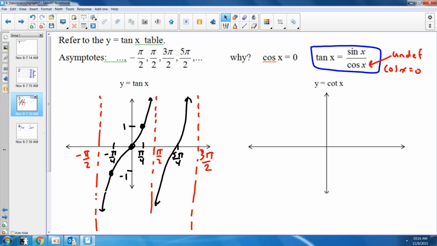Same concept for the cotangent x. So again, we're going to think about cotangent x as the cosine x over the sine x. Where does the sine x equal 0? I know where it equals 0 because it's going to be starting at 0 going up. So it's going to be at pi, and at 2 pi. Those are going to be your asymptotes for the cotangent x, because that's where this fraction is undefined.